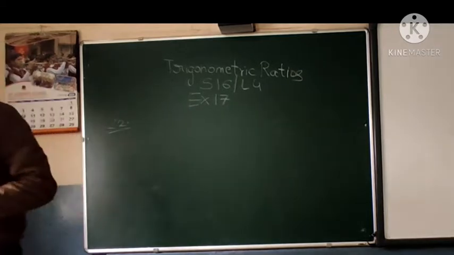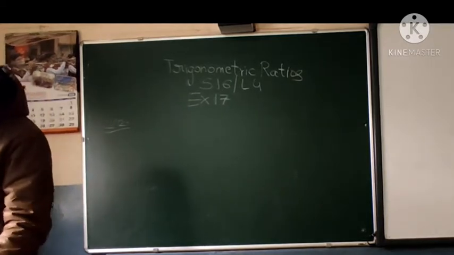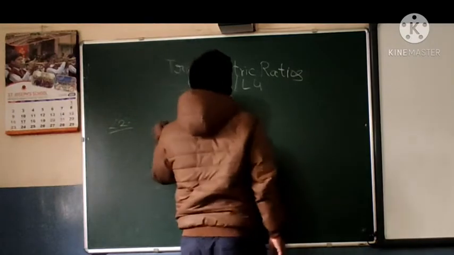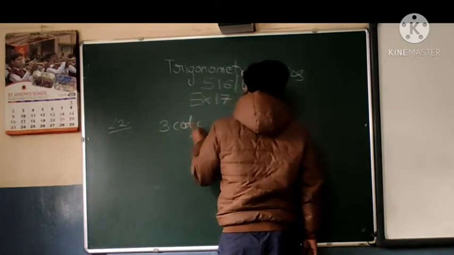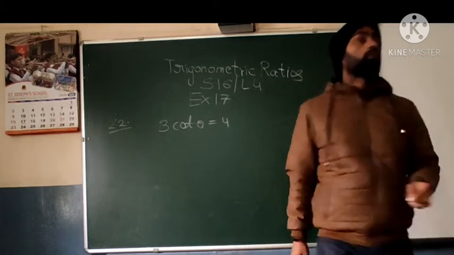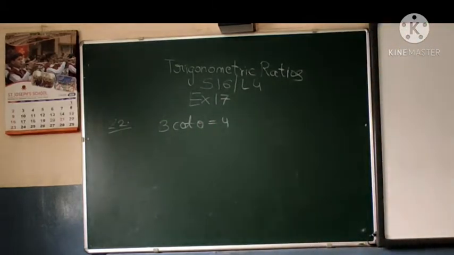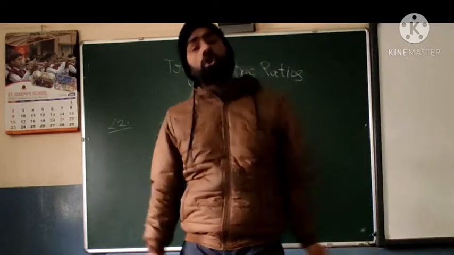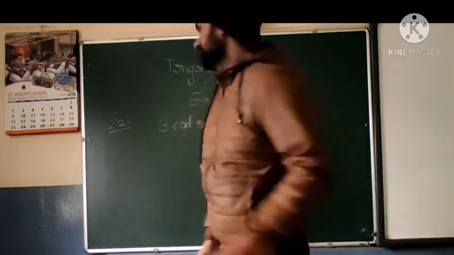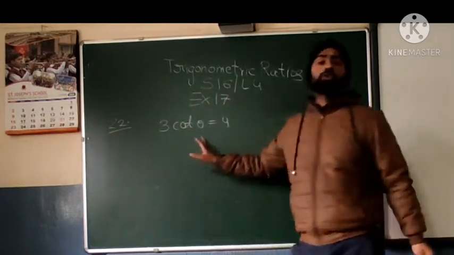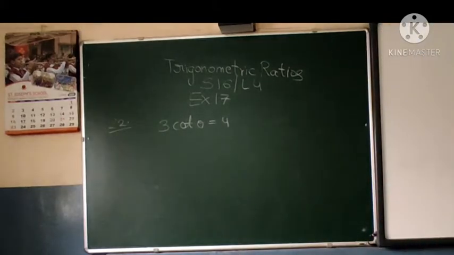It says if 3 cot theta equal to 4. What is it saying? 3 cot theta equal to 4. Now, what is cot theta? If you remember, I have told you that cot theta is basically the reciprocal ratio of tan. Now see, if you know the rules of transposition, you can clearly say that cot theta will be 4 by 3.